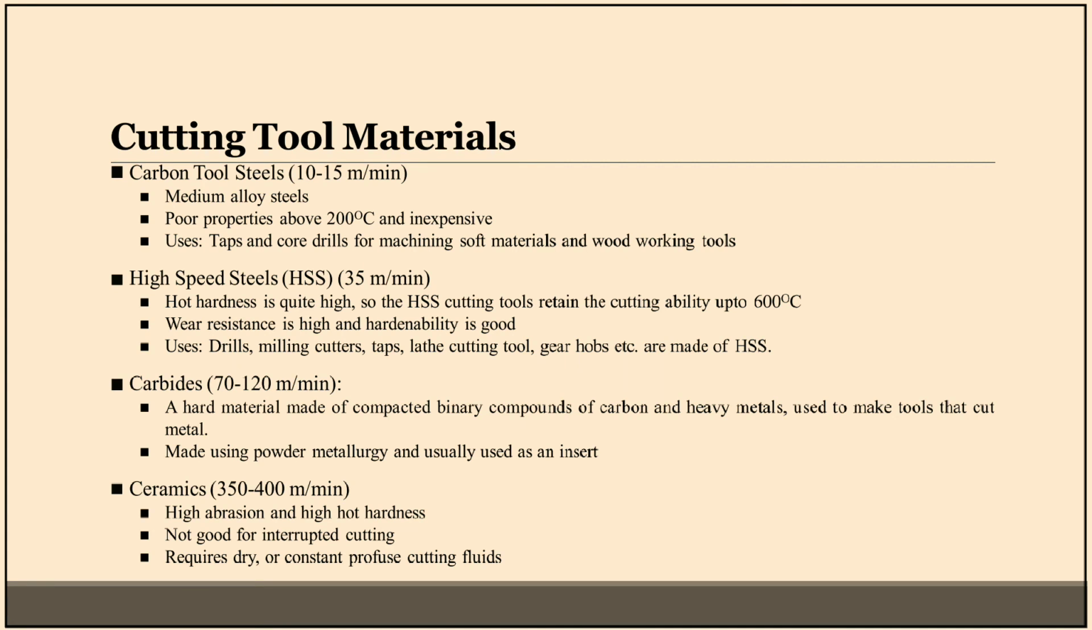Third one, carbides, 70 to 120 meters per minute. A hard material made of compacted binary compounds of carbon and heavy metals used to make tools that cut metal. Made using powder metallurgy and usually used as an insert.